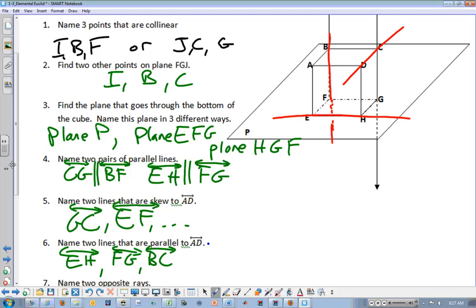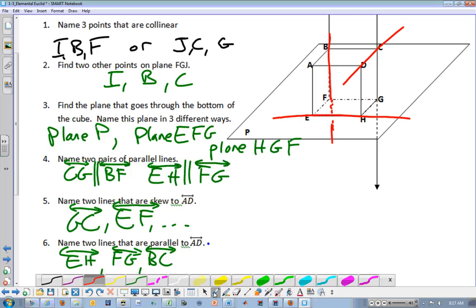Is AD skewed to all 3 of those? No, it's going to run into this one, right? Is AB skewed to all 3 of those? No. But is there one, Zach, that's skewed to all 3? AG. Very nice. So going diagonal. So we can come up with a 4th line that is skewed. It's just not drawn in.